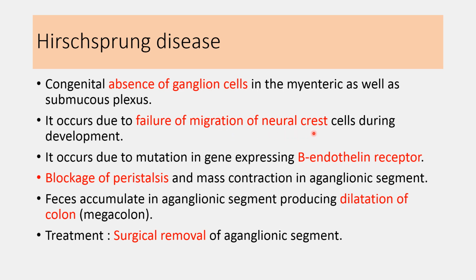This results in the absence of ganglion cells in a segment of the large intestine, and because of that, blockage of peristalsis and mass contraction occurs in the aganglionic segment. So feces accumulate in the aganglionic segment, producing dilatation of the colon, which is known as megacolon. Treatment of Hirschsprung disease includes surgical removal of the aganglionic segment and suturing the cut end of the intestine.